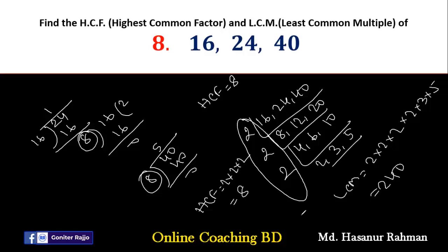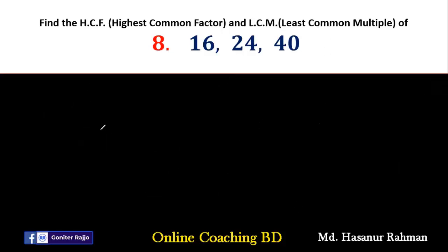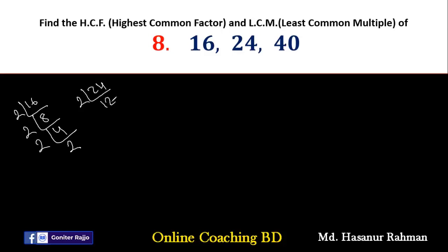And we can find out in another way. Look at this. Suppose if I want to find out the prime factor of 16, that means 16 divided by 2, that will be 8. 8 divided by 2, that will be 4. 4 divided by 2, that will be 2. What about 24? 24 divided by 2, that is 12. 12 divided by 2, that is 6. 6 divided by 2, that is 3. So what about 40? 40 divided by 2, that is 20. 20 divided by 2, that is 10. 10 divided by 2, that is 5.